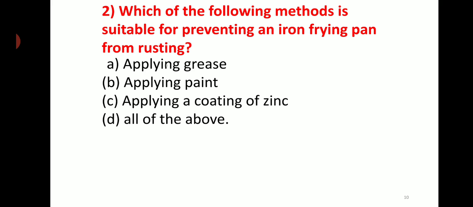Which of the following methods is suitable for preventing an iron frying pan from rusting? Applying grease, applying paint, applying a coating of zinc, and all of the above. So the answer is applying a coating of zinc.